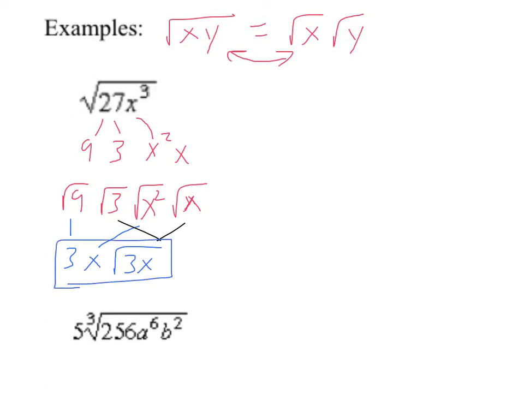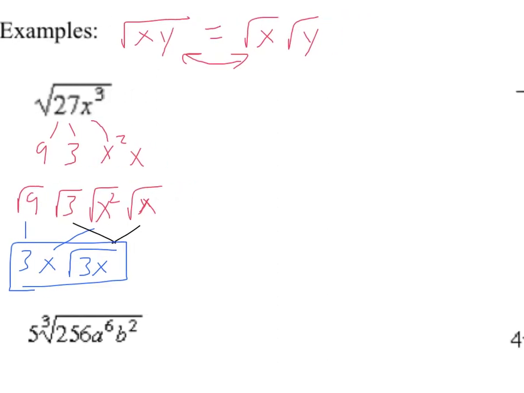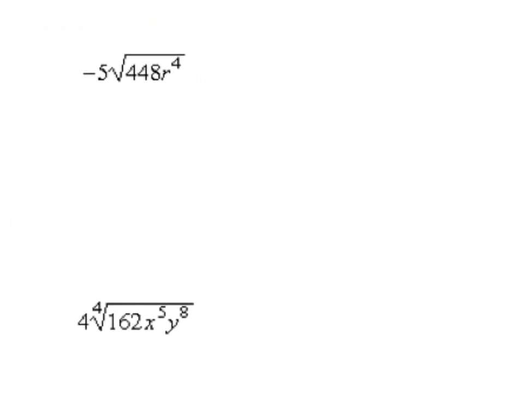Again, you can get this the same way by doing your prime factorization, but this method is a process we want to get comfortable with so we can handle very large numbers, even though I know we could do it without it here. Next one, we have a number out front. Now that's going to wait, so keep that in mind. This is going to sit and be waiting at the end. So we look at 448 and r to the 4th.